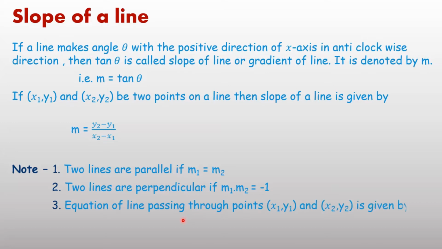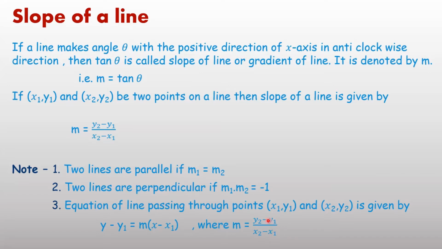equation of a line passing through points x1, y1 and x2, y2 is given by y minus y1 equals m(x minus x1), where m equals y2 minus y1 upon x2 minus x1.